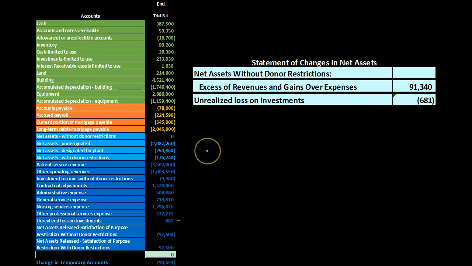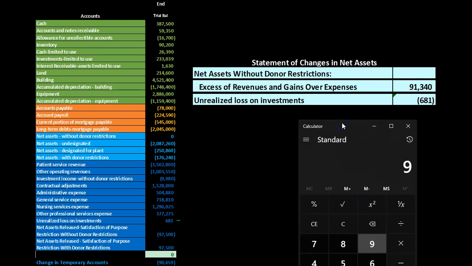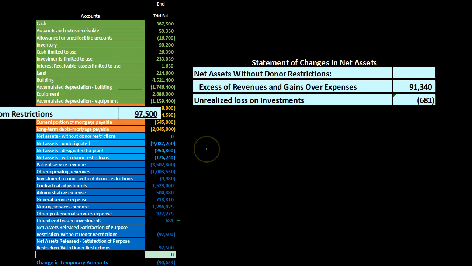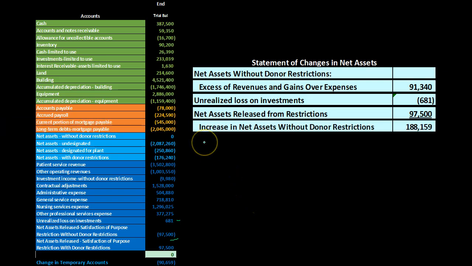So if we took that then, if you were to net these two out, you'd say, okay, well that makes sense because now we're going to take the 91,340 minus the 681, and that's going to get to our 90,659. But we don't quite stop there. We're going to take that, and then we're going to take the net assets released from restriction, which of course is this number, the 97,500, and that will give us then the increase in net assets without restrictions.